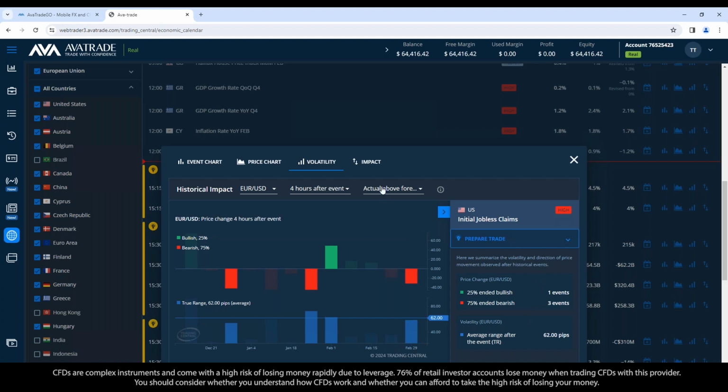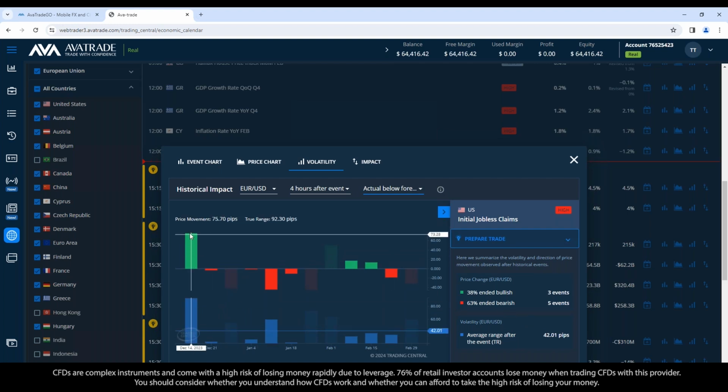Okay? What if it comes in below forecast? Still downward movement, but less of a statistical advantage. Not 75%, 63%. And also, look at how much upward movement some of these did. Look at the size of that movement. The largest movement is actually up, even though the statistical advantage is down. That's kind of a red flag for me in the statistics, okay?